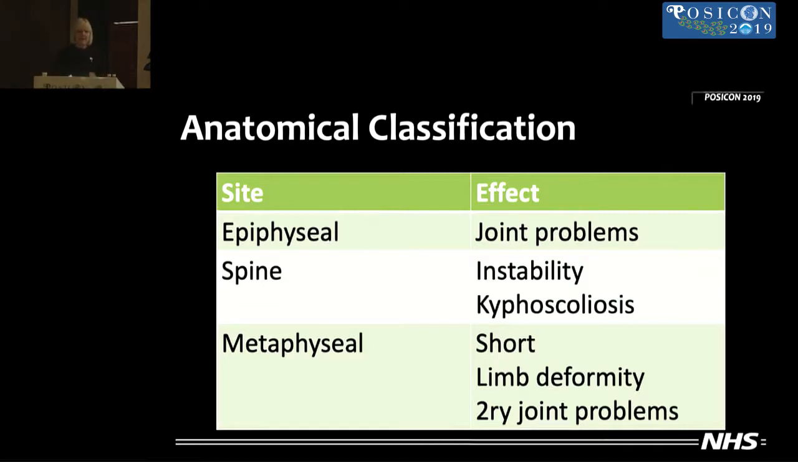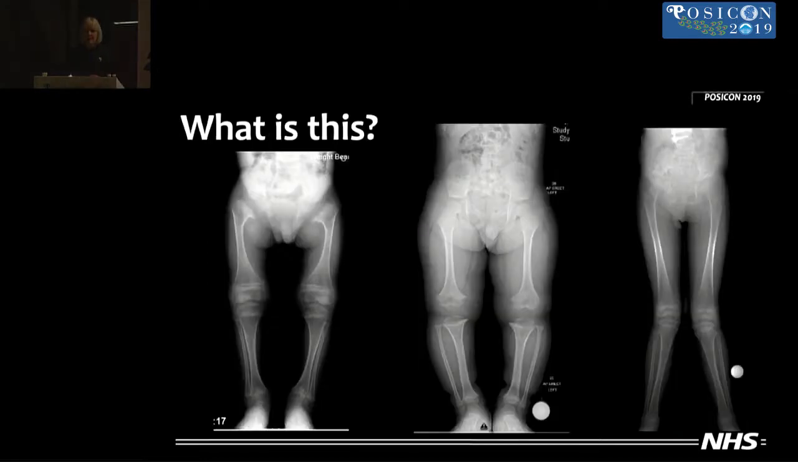If the epiphysis is involved, then joint problems are likely to be a problem. The spine, of course, will lead to instability and kyphoscoliosis. If it's the metaphysis that's primarily involved, you'll be short with deformity, and you may have secondary joint problems due to the deformity without necessarily there being a primary problem with the epiphysis or the articular cartilage.